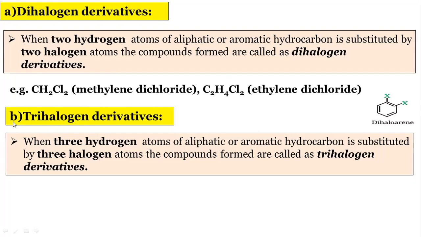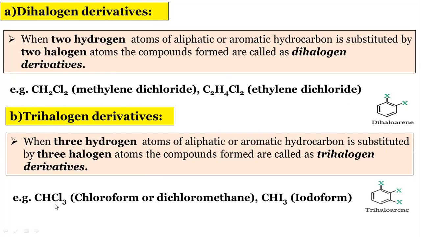Now, trihalogen derivatives. As the name indicates, trihalogen derivatives means three hydrogen atoms of an aliphatic or aromatic hydrocarbon are substituted by three halogen atoms. See the example here. Three hydrogen atoms here are replaced with three halogens: chloroform, iodoform. In case of chloroform, the halogens replaced are chlorine.